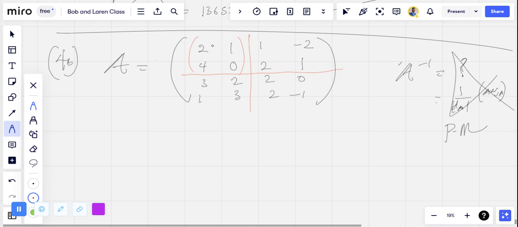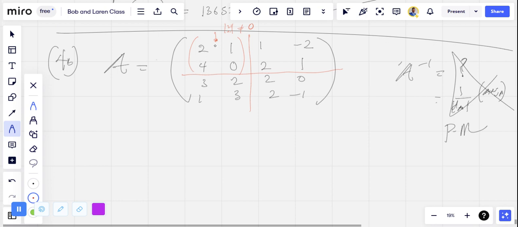The condition is that the determinant of this first part, the 2, 1, 4, 0 matrix, must not be equal to 0. That's the first thing you need to consider. If this gives you 0, that means there's a problem. But you don't have to be scared. I'm very sure that in any question you'll be given, this first part will not be equal to 0.